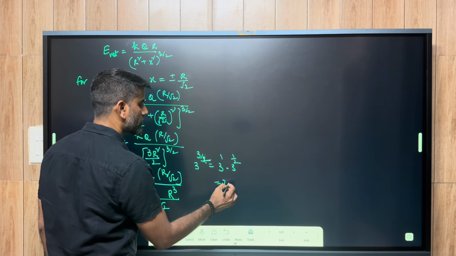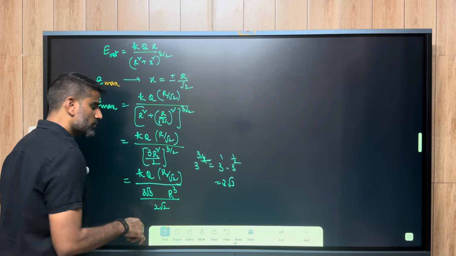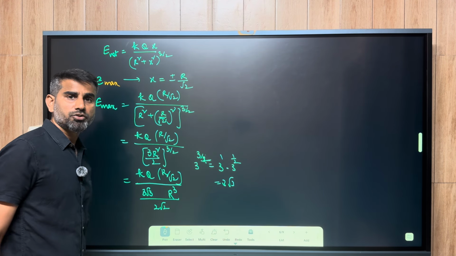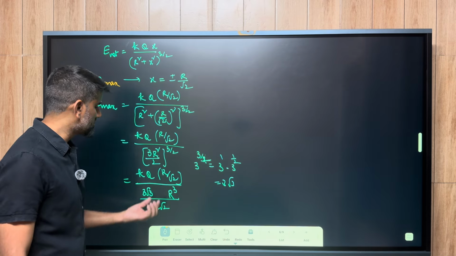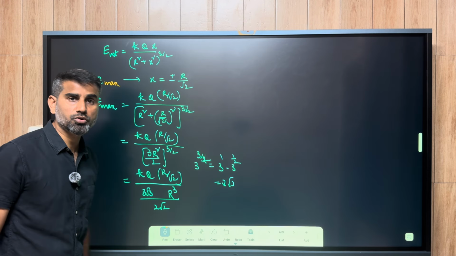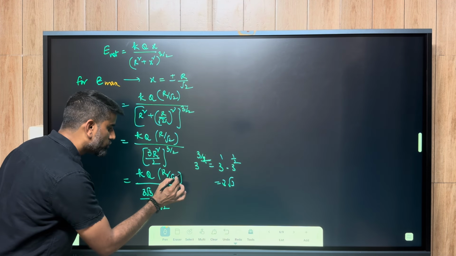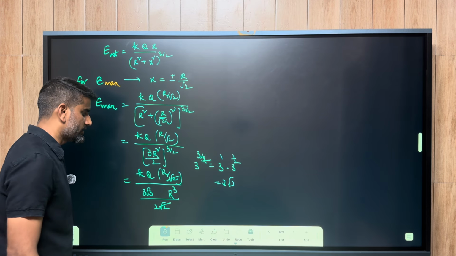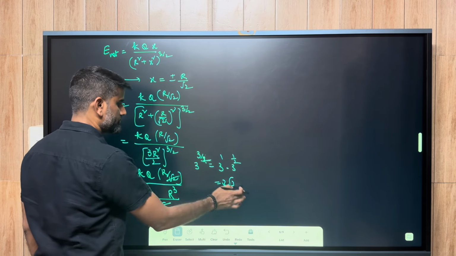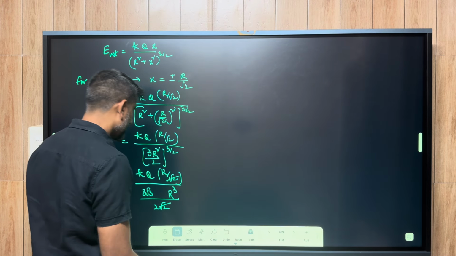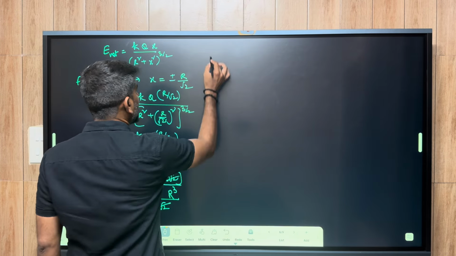So 3 power 1 is 3, 3 power 1 by 2 is root 3. Similar steps go for 2 to the power 3 by 2 also, which is in the denominator, so 2 root 2. Here we have root 2, here we have root 2, both will get cancelled. Okay, now what are we left with?